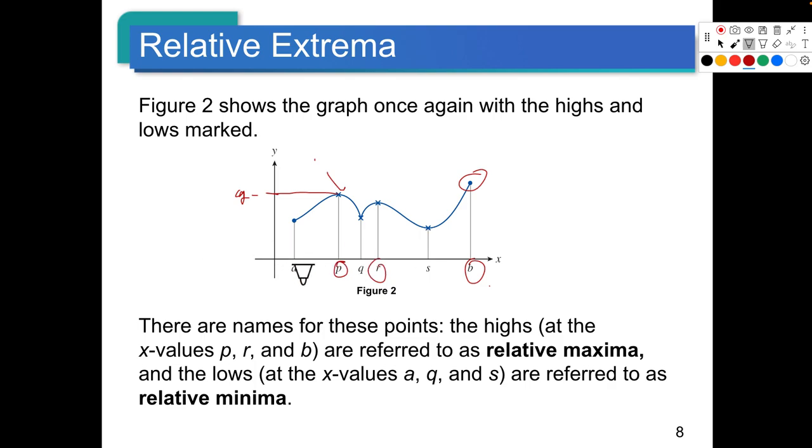And then 3 relative minimums. I guess I should change colors, right? So A is a relative minimum, Q is a relative minimum, and S is a relative minimum. And again, because it's limiting there, one of those is going to be an absolute minimum as well as being a relative minimum.